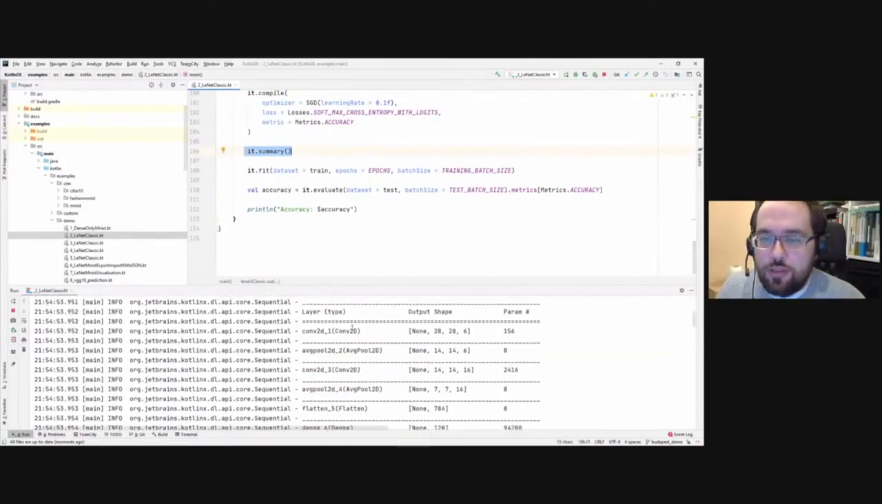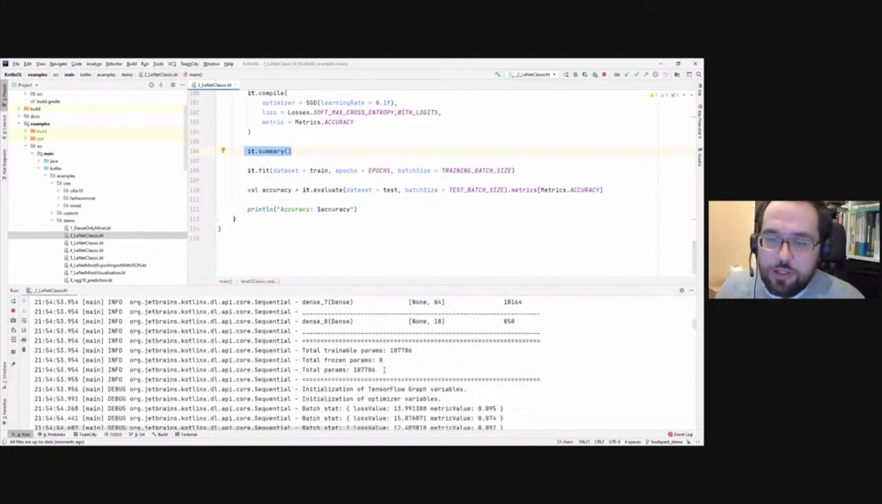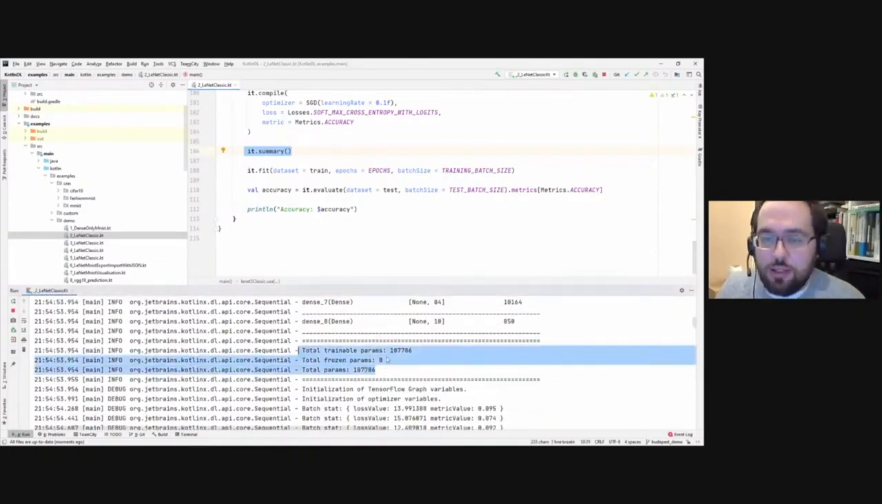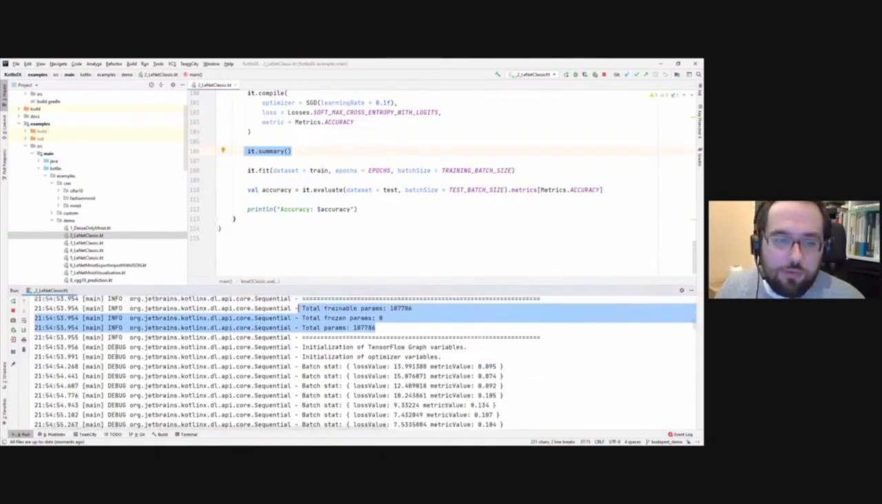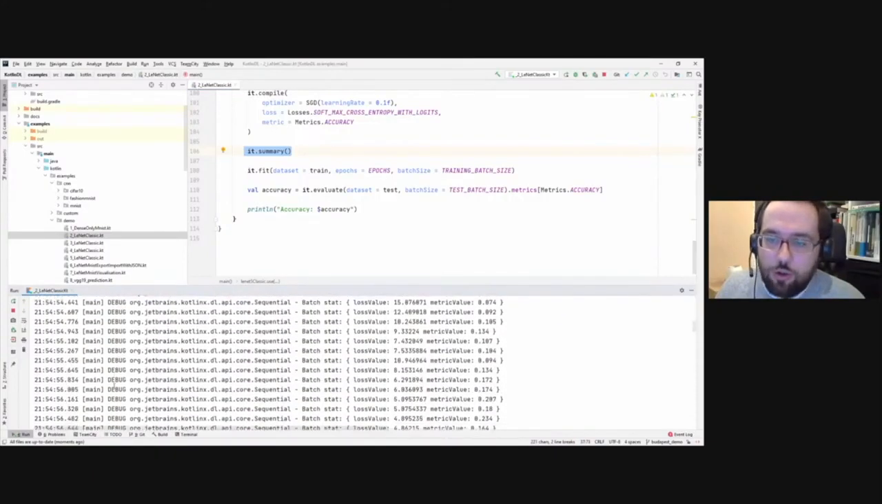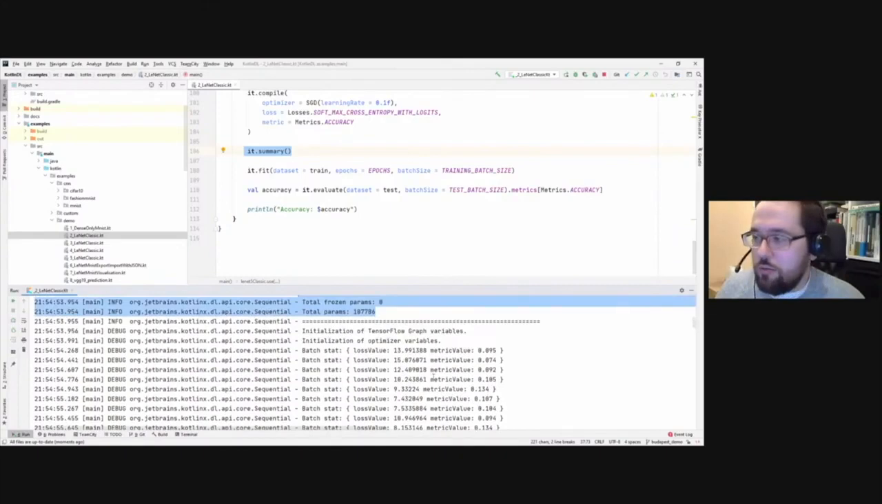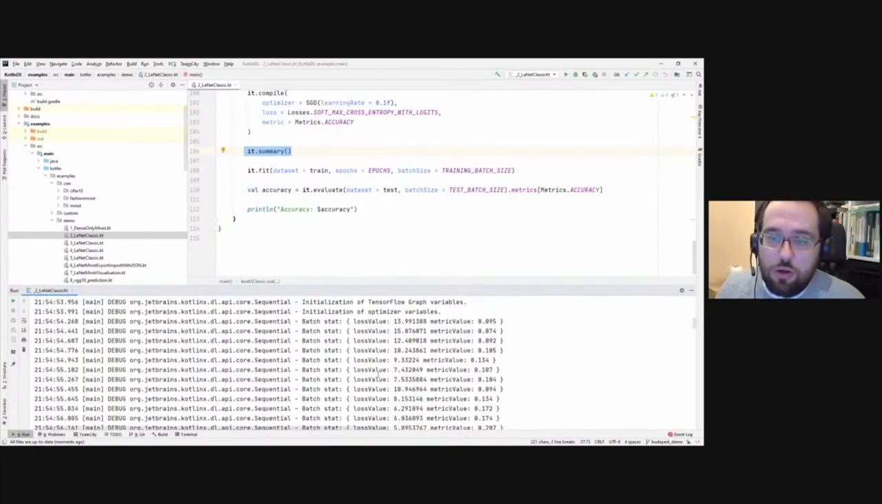This method prints this pretty simple table with layer names, output shapes, the number of trained parameters, and prints a small summary at the end. So this is debug information which could be disabled by logging preferences and settings in the logging configurations, for example, getting XML files and etc.